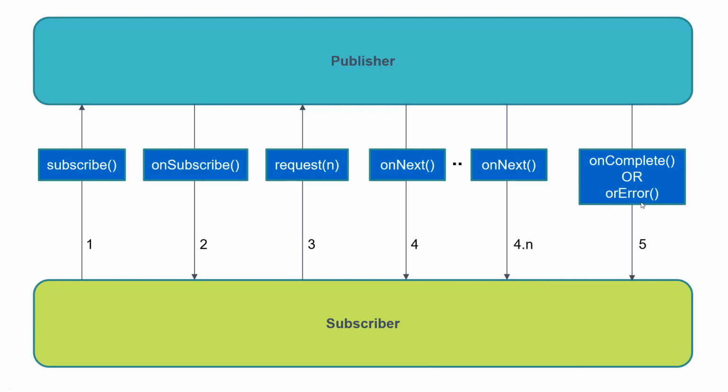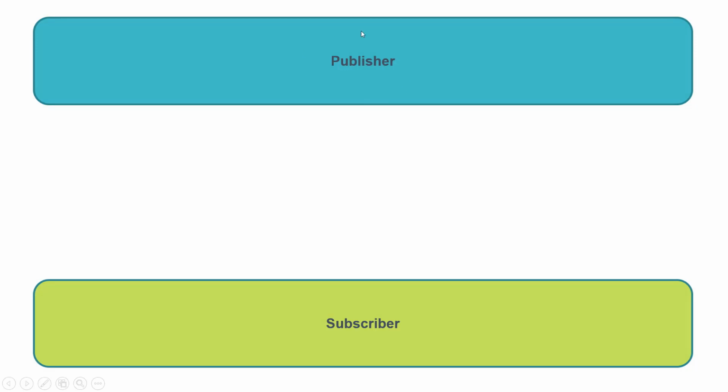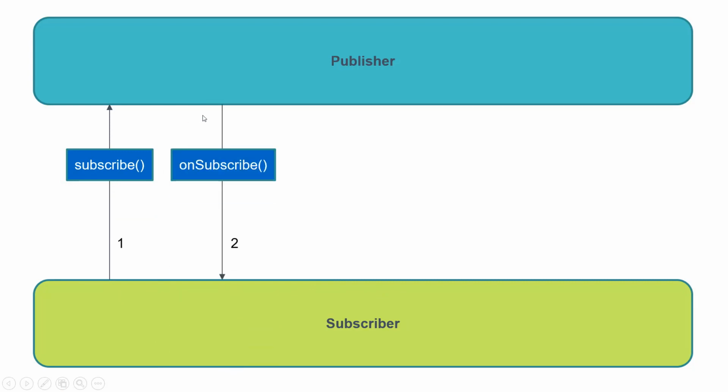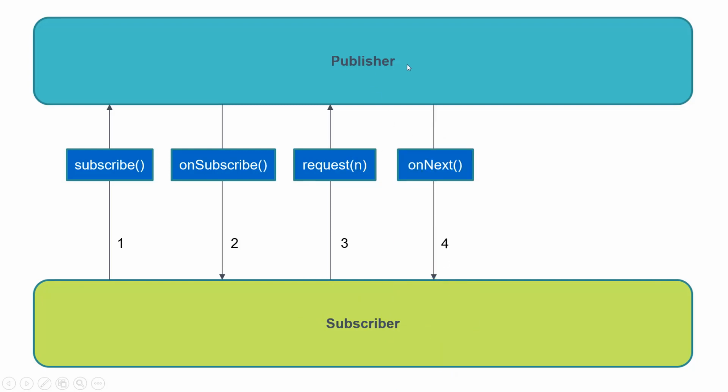Now let's talk about the cancel method. So here we have publisher, here we have subscriber, and subscriber is subscribing to the publisher using this subscribe method, and in return it is getting confirmation using this onSubscribe method. Now subscriber is asking for n number of data from the publisher using this request method. Say for example, subscriber is asking for 10 data and the publisher has given one record using this onNext method to the subscriber.